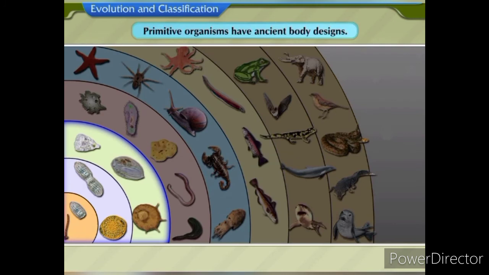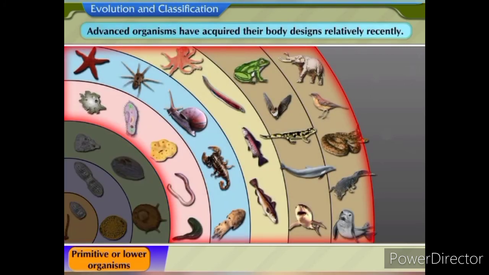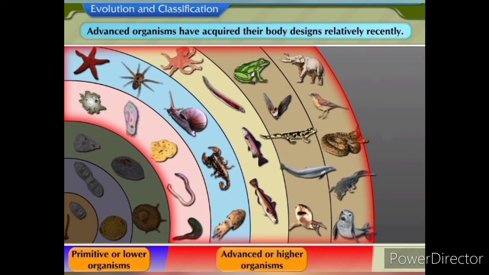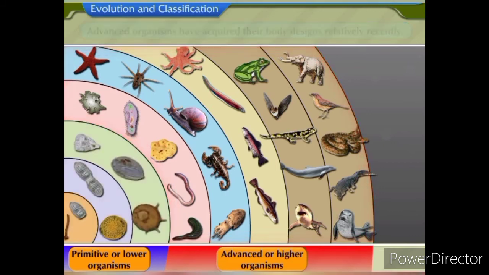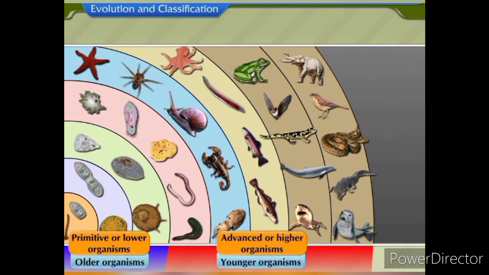There are certain groups of organisms that have ancient body designs and are referred to as primitive or lower organisms, while some organisms have acquired their body designs relatively recently and are called advanced or higher organisms. However, these terms do not clearly reflect the evolution of these organisms, and hence we often refer to them as older and younger organisms respectively.